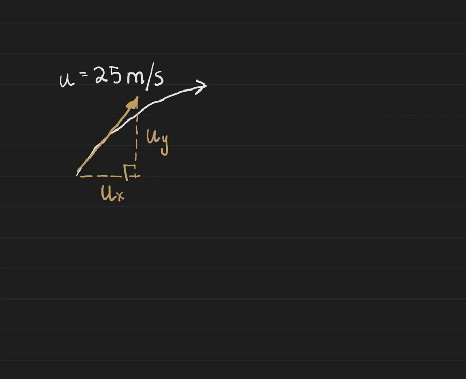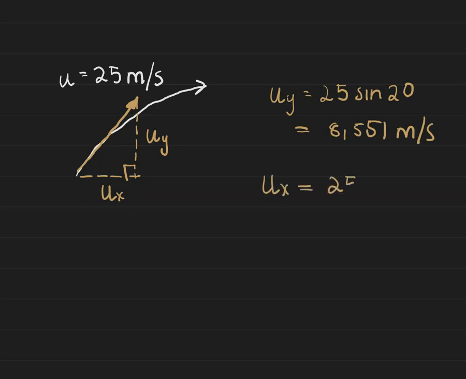So in finding the components of this vector, simply what we then do is again use trigonometry. So uy will be equal to 25 sine 20 degrees, which gives you 8.551 meters per second. So that is the vertical component. Now for the horizontal component, we will have 25 cos 20 degrees, which gives us 23.492 meters per second. All right, that's as easy as it gets.